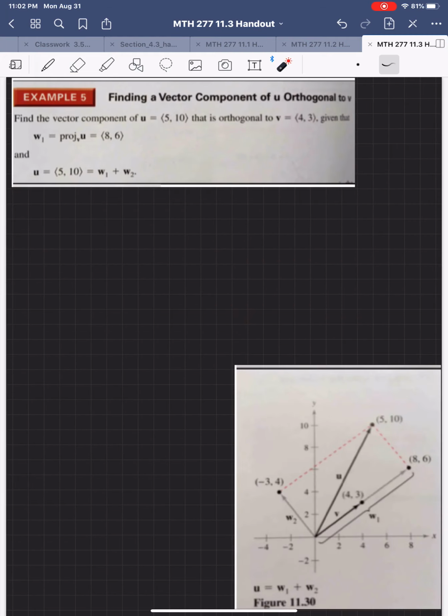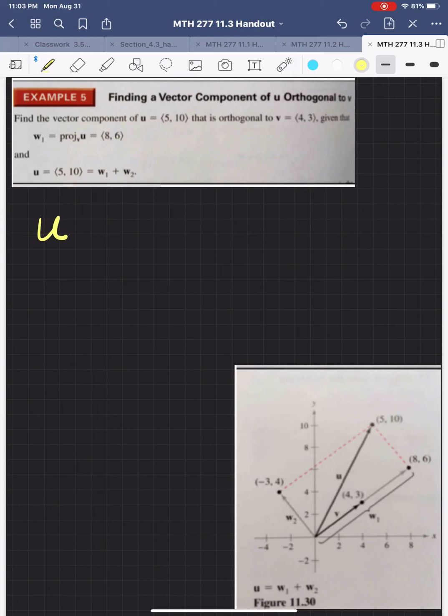Let's go ahead and go to an example. So example 5. We're asked to find the vector component of u that is orthogonal to v, given that, all right, so that's interesting. So this is actually a lot easier of a question. So here, let's start with what we're given.